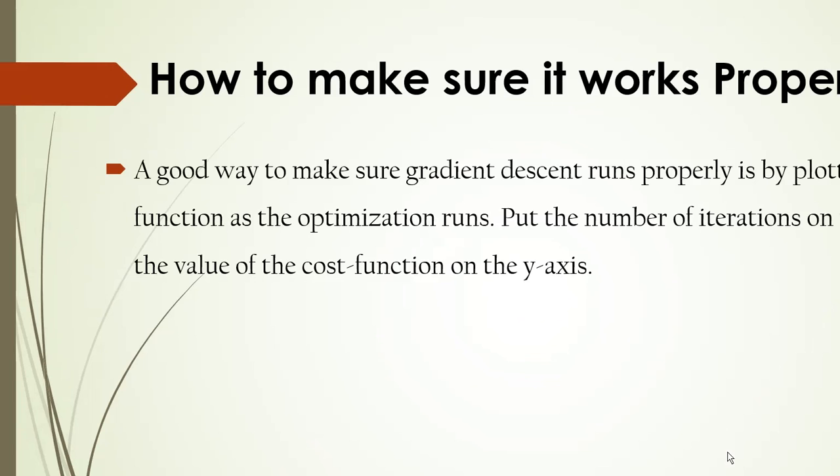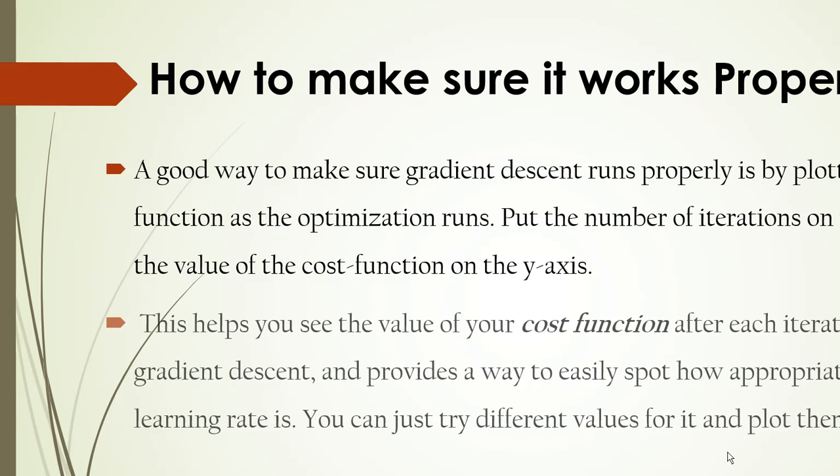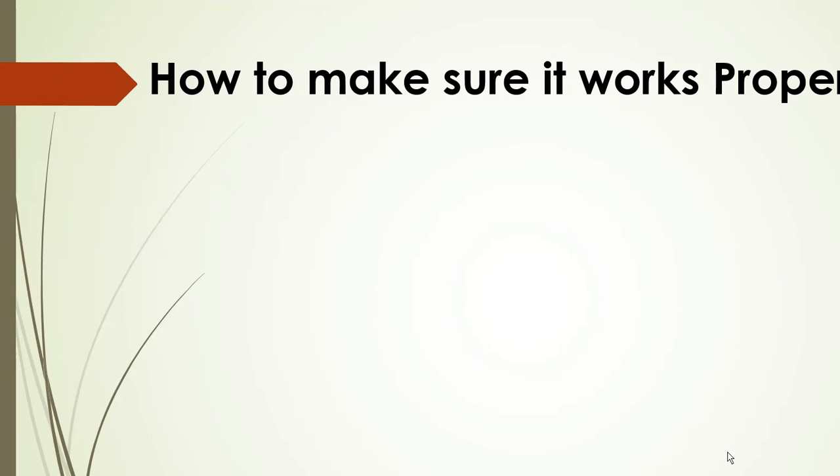A good way to make sure gradient descent runs properly is by plotting the cost function as the optimization runs. Put the number of iterations on the x-axis and the value of the cost function on the y-axis, as I have shown in the last slides. This helps you see the value of your cost function after each iteration of gradient descent, and it provides a way to easily spot how appropriate your learning rate is. You can just try different values for it, plot them all together, and study how they work.